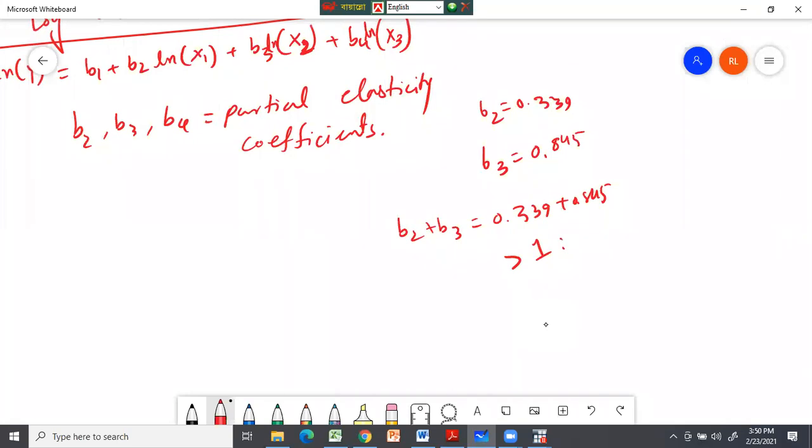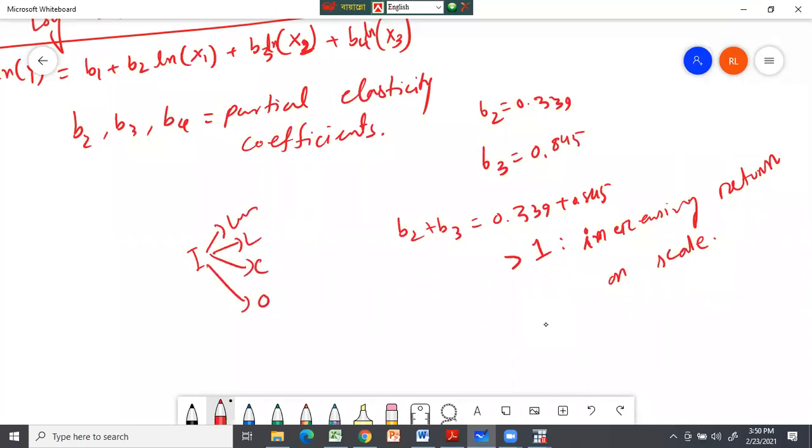The implication is increasing return to scale. I think you can recall the concept of return to scale from your microeconomics. No, sir, I actually forgot that concept. Okay, the concept is very simple. If you have four factors of production, four inputs: land, labor, capital, and organization or entrepreneurship skill.